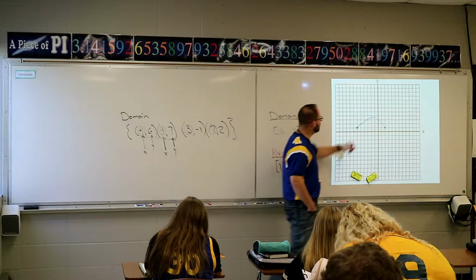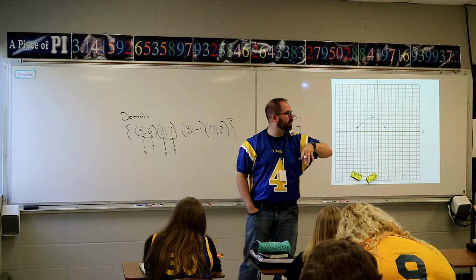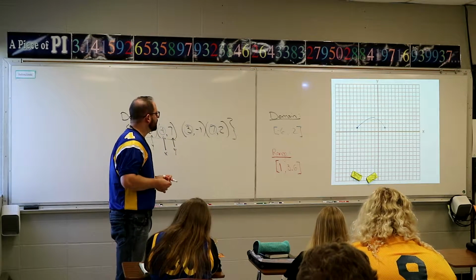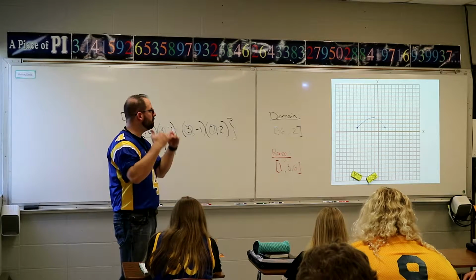Why do I put a bracket? It's literally a solid dot. Like, there's no open circle up there. It was a solid dot, so I'm just going to say 3.6. Does that make sense, the idea of what range is? Lowest is 1, biggest number is 3.6.